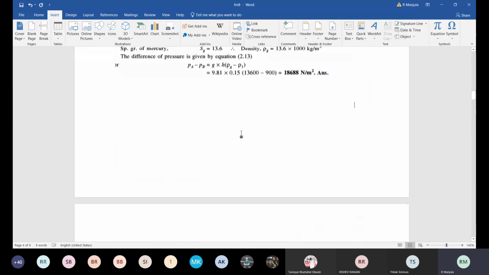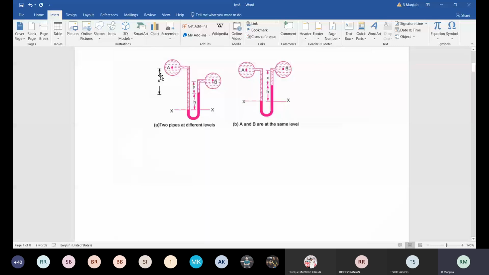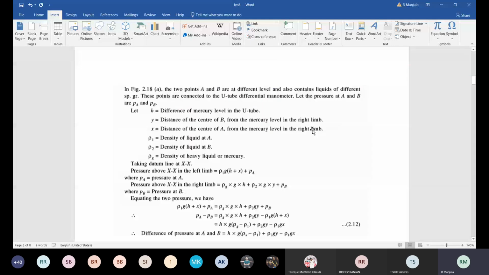In that case, how are we going to find out the pressure difference? Let us consider H as the difference of mercury level in the U tube, and Y as the distance of the center of B from the mercury level in the right limb. That is what we have seen. And X is the distance of the center of A from the mercury level in the left limb. So here, this is where X is, from the left limb, and Y is from the right limb. So here Y is in the right limb, and this is the left limb. X is the distance of the center of A from the free level in the left limb.